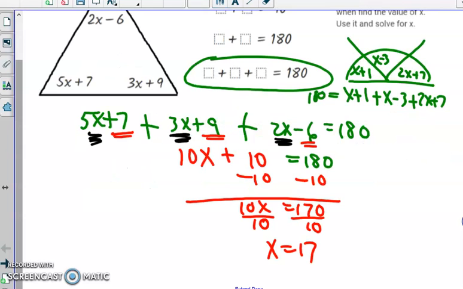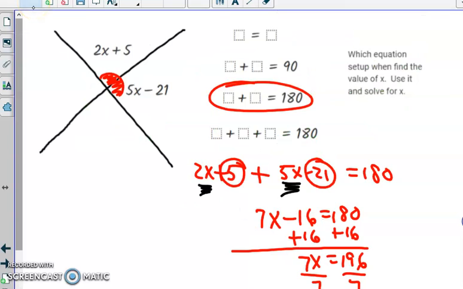All right, so I'm going to show you the answer key for the problems, and you can fast forward through the video if you didn't do some of the problems. What I did was I collected like terms, in black and red. So the x term ends up being 10x, the constant ends up being 10, we add 7, 9, and negative 6. Subtract 10 from both sides, so 10x equals 170, and then divide by 10, so x is 17.